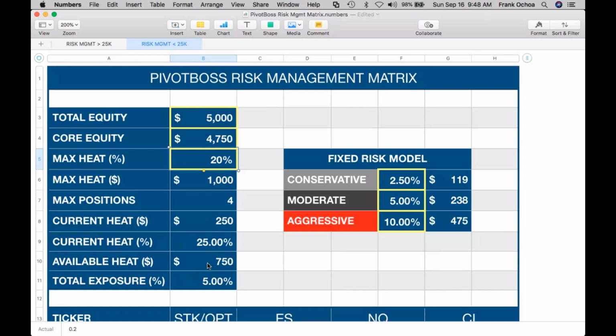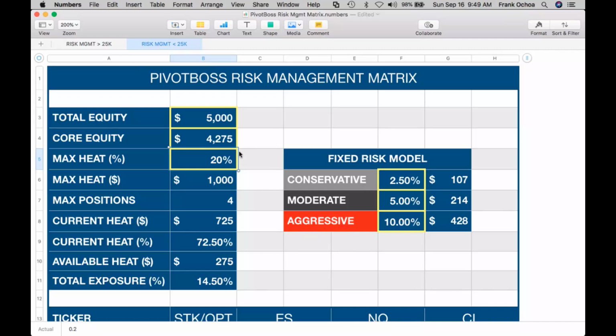Say you have a really good trade opportunity coming up and you want to be more aggressive. You can now risk $475 on the next one. So from that 4,750, you would now subtract 475, and that would leave you with 4,275.